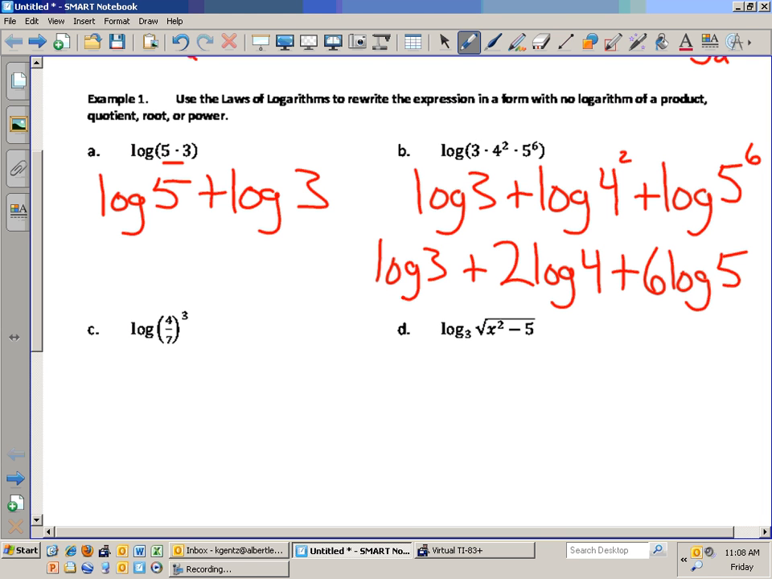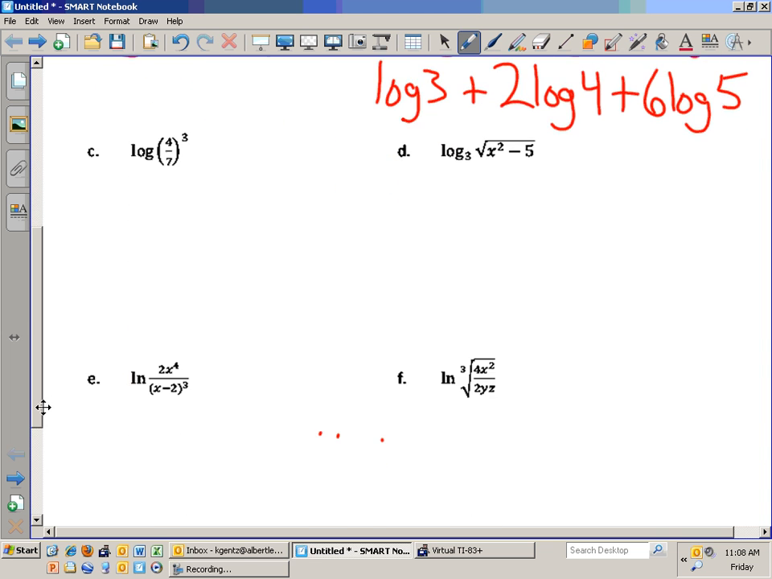Any questions on B? Then C, it's being taken to the third power. I also have 4 over 7. Are the 4 and the 7 being taken to the third power? Yeah, so I can move that 3 out in front right away. So that could be 3 log of 4/7.